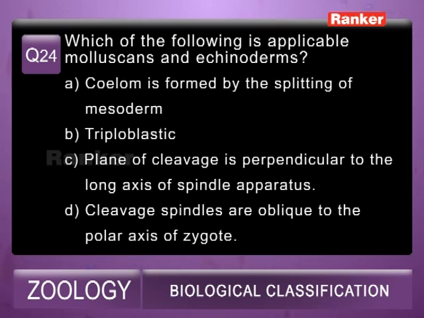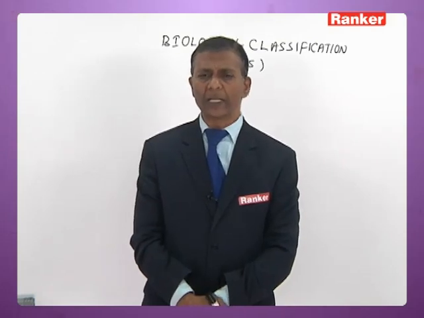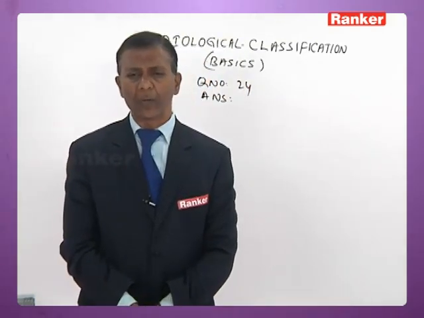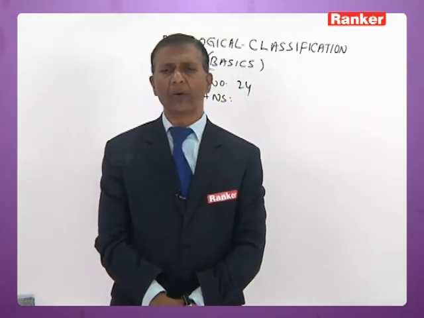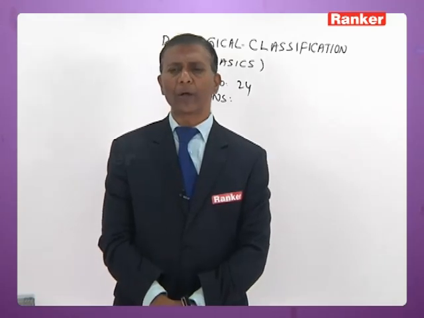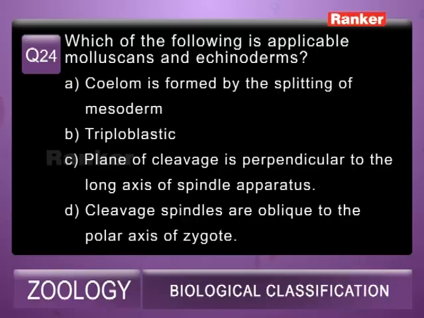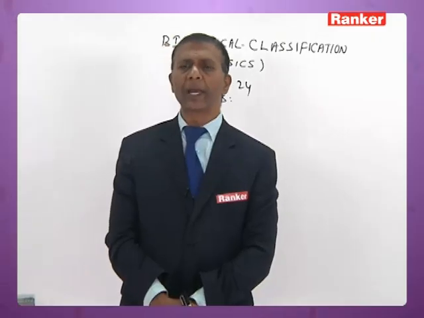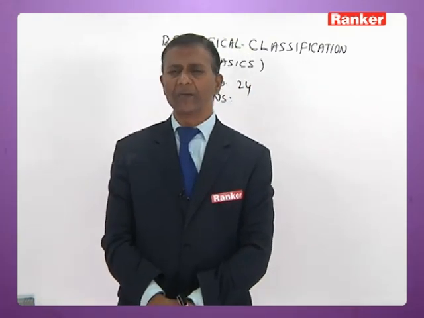Then option C, plane of cleavage is perpendicular to longitudinal axis of spindle apparatus. In radial cleavage, cleavage is perpendicular to longitudinal axis, but radial cleavage is noticed only in echinodermata. Then option D, cleavage spindles are oblique to polar axis. In spiral cleavage, cleavage spindles are oblique to the polar axis of zygote.